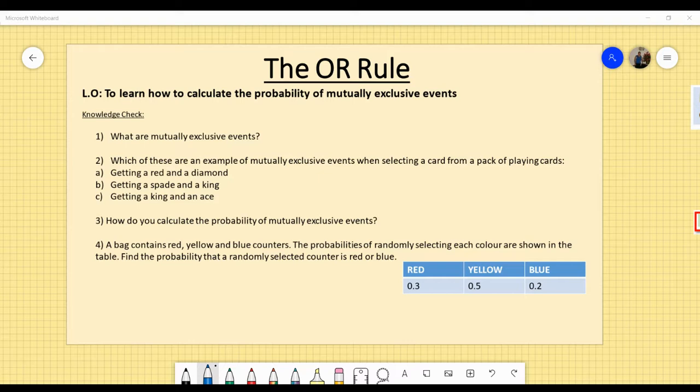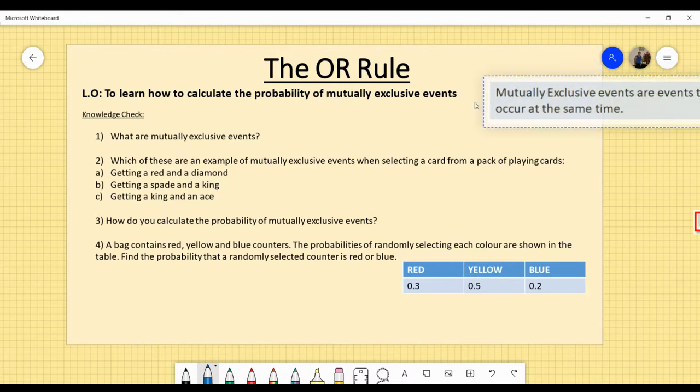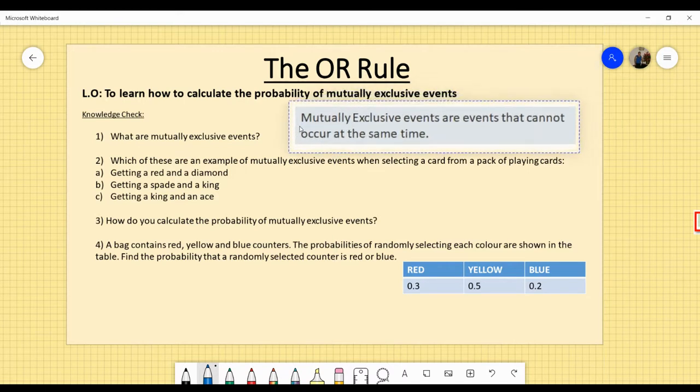Okay, so question 1 says, what are mutually exclusive events? Well, hopefully you've already looked up from your Knowledge Organiser that mutually exclusive events are events that cannot happen at the same time. So that's the actual definition. So two things that can't occur at the same moment in time.